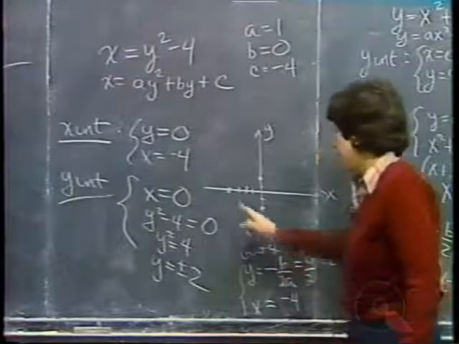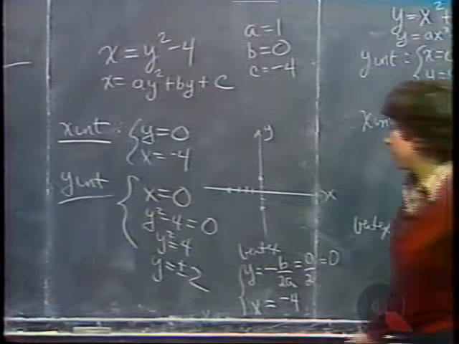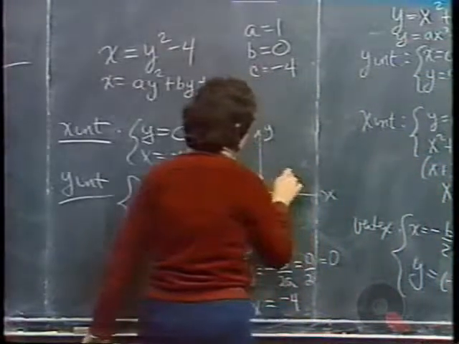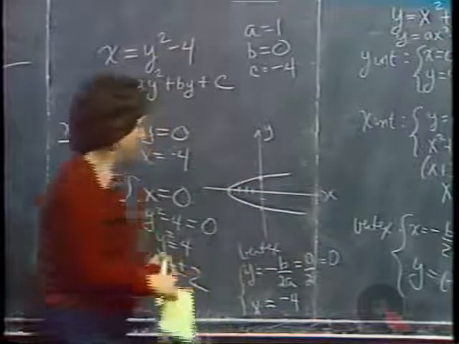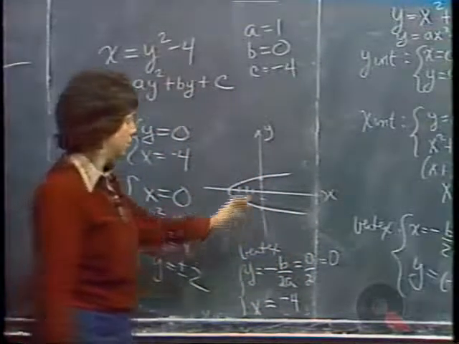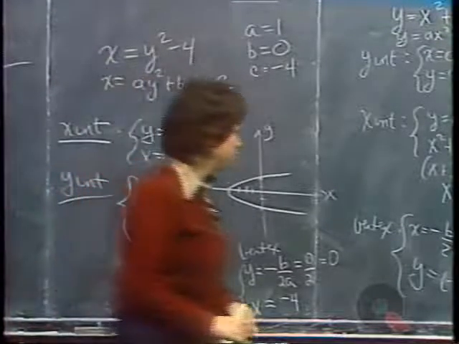So it turns out that this x-intercept here is also the vertex of the parabola. And this parabola goes something like that. In this case, the vertex is once again the turning point. In this case, it's the point farthest to the left on the parabola. Okay, and that brings us to the end of this tape.